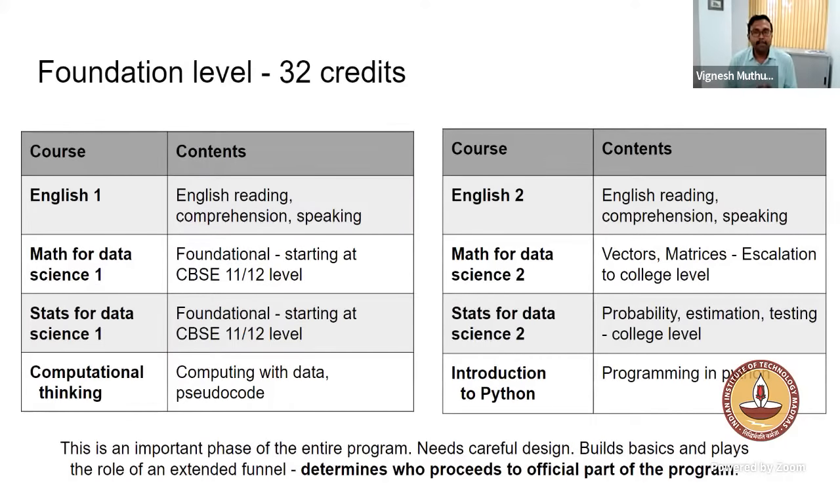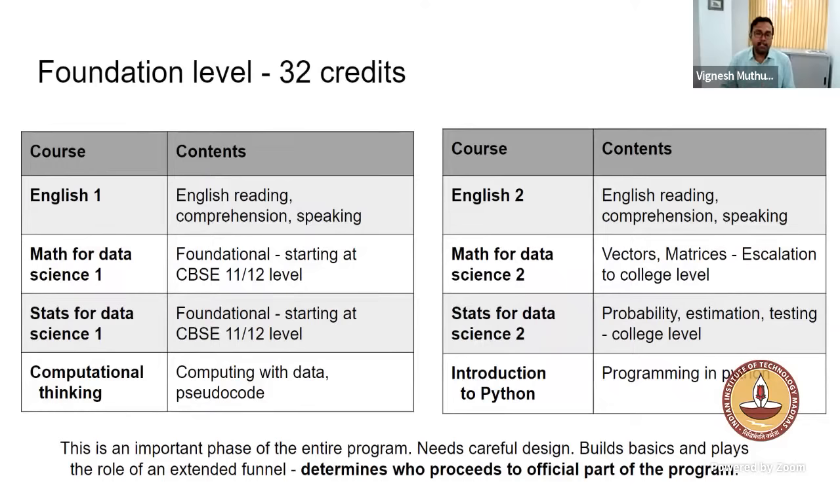As I was mentioning, the foundation level has 8 courses: English, Math, Statistics. There are different levels of math and statistics, and the programming-related courses, which are computational thinking and introduction to Python. As you can see, the courses start at a very fundamental level, mostly covering foundational concepts from class 11 and 12 to build into more advanced topics, which will help you meet the requirements for the data science program and the programming aspects. Please understand that the foundation level is an important phase, and here you need to work on the basics, which will help you groom into good programmers and data scientists.